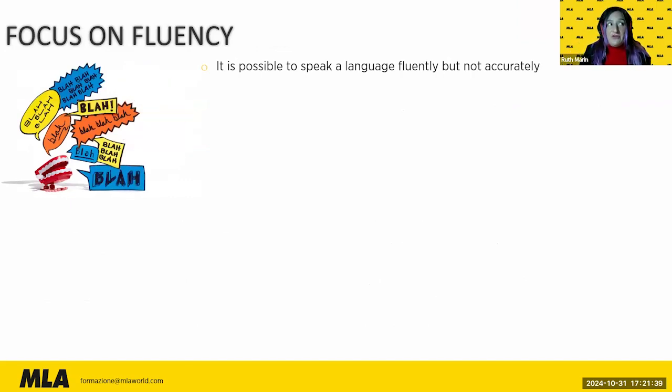We need to have a very strong focus on fluency. Okay. It is possible to speak a language fluently and not accurately. It is very possible. Even native speakers make mistakes and they still speak fluently. We all do. Okay. So let's compromise accuracy when we do these activities. We want them to talk. So we're not going to expect them to produce accurate language.